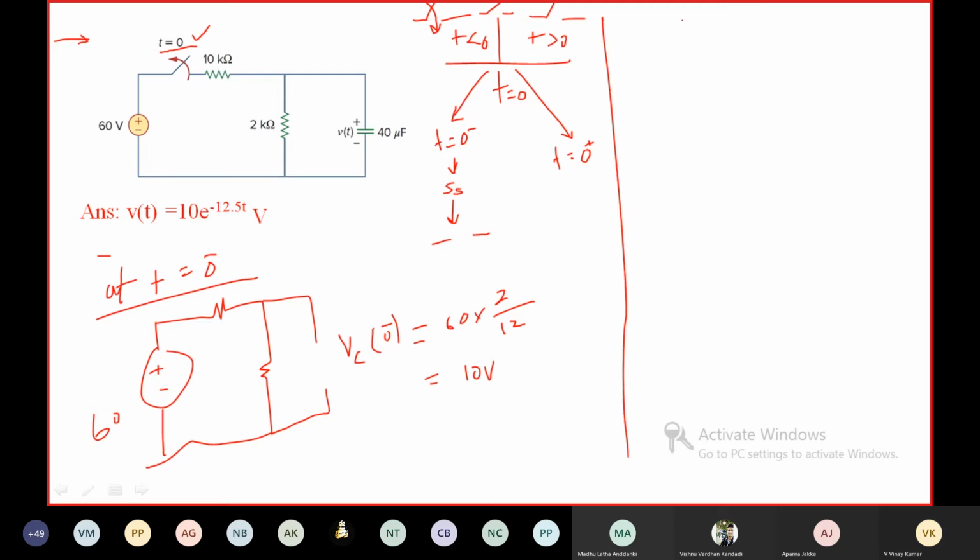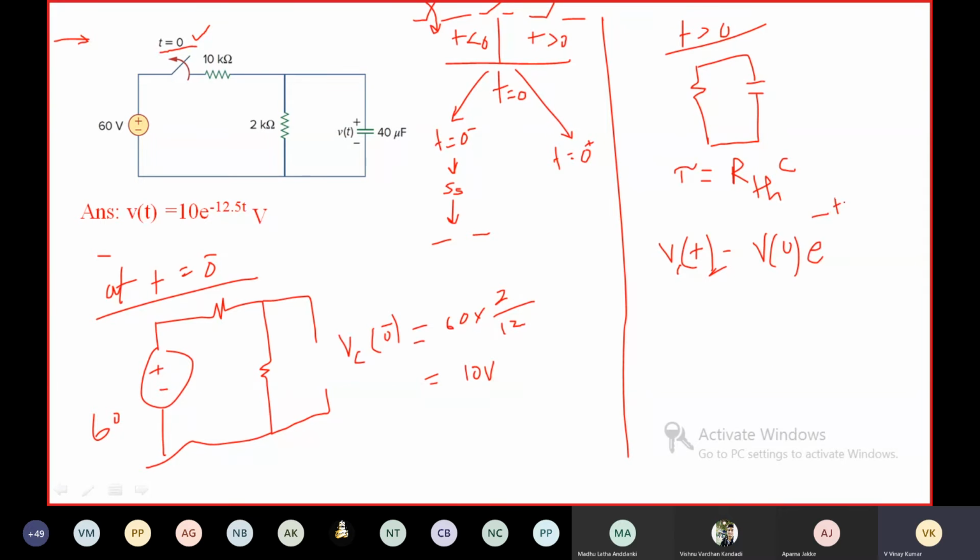Okay. So for t greater than 0, what will be the circuit? The switch is open, which means you are going to have the circuit like this. Tau would be RC, same as the previous problem. You can find Vc of t is equal to V of 0 into e power minus t by 10, same as the previous problem.